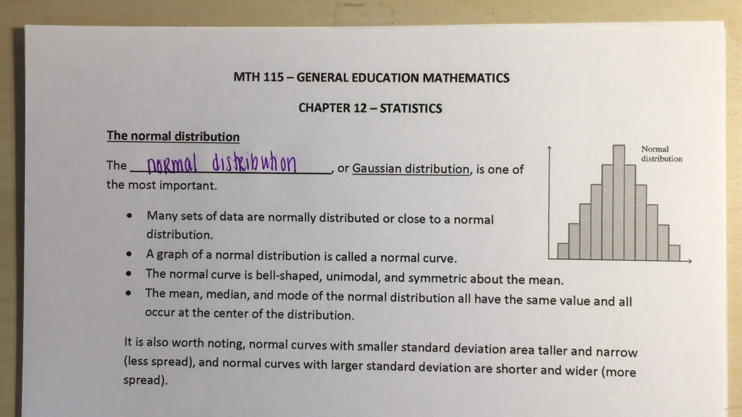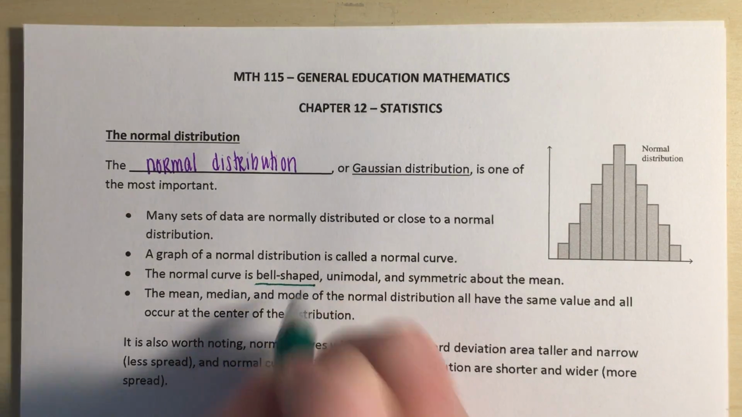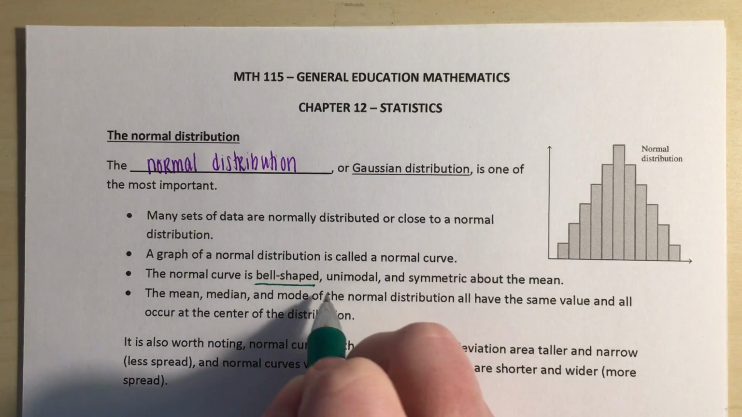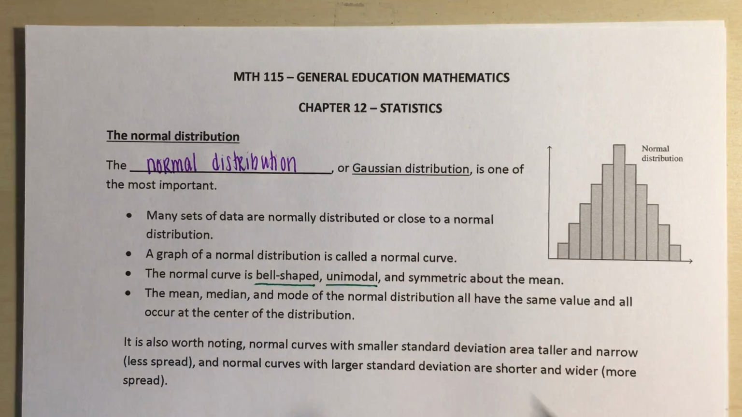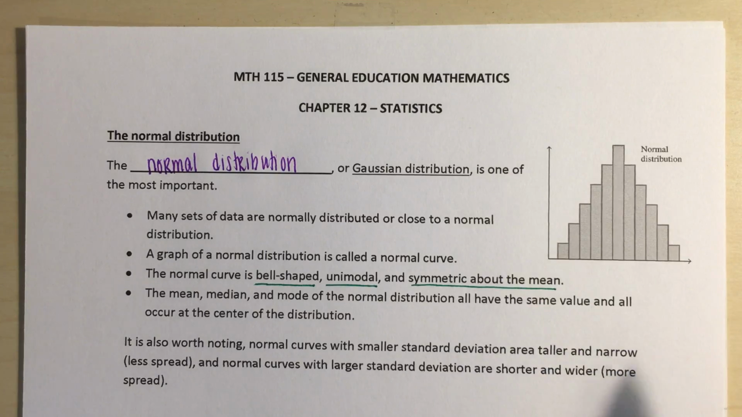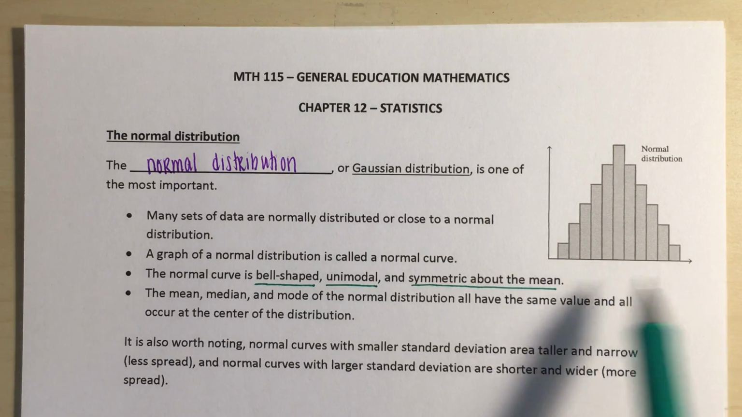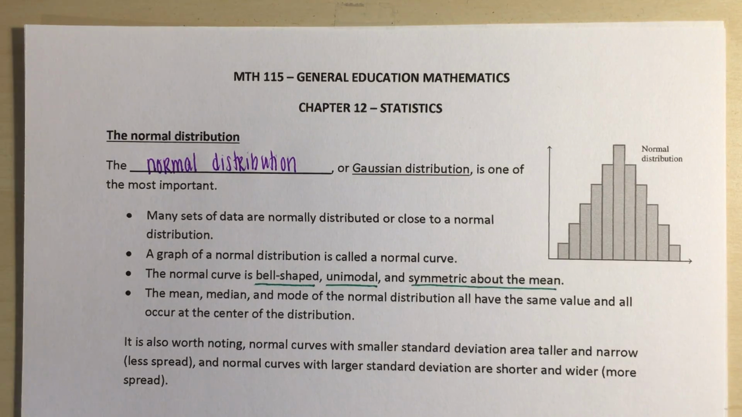Many sets of data are normally distributed or actually close to a normal distribution. A graph of a normal distribution is called a normal curve. The normal curve is bell-shaped, right? So it's bell-shaped and symmetric. It's unimodal, meaning we have one mode in the middle at our highest frequency, and symmetric about the mean. Right? So this is an example of a normal distribution. It's bell-shaped, it's unimodal, there's one mode in the center, and it's symmetric about the mean. The tails are pretty even on both sides.